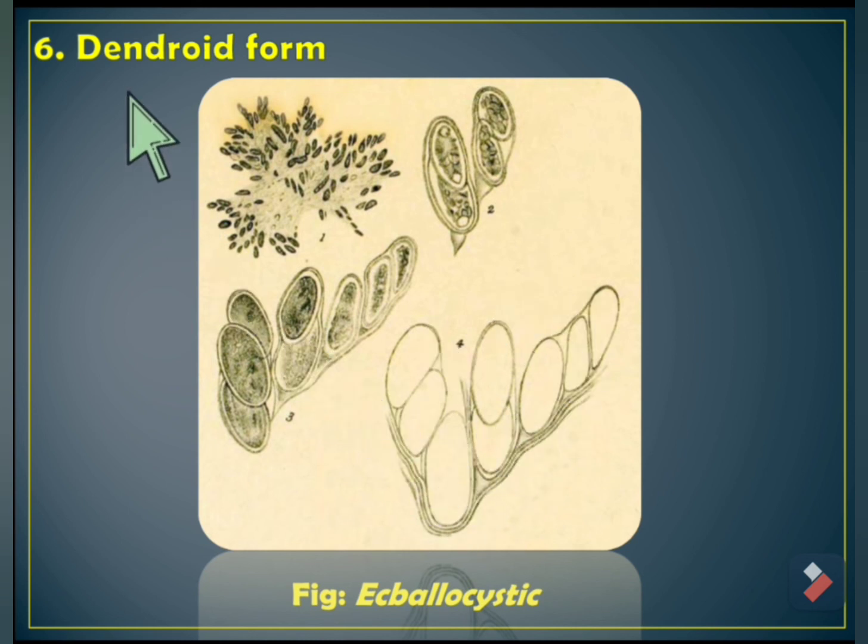So this type of thallus structure is known as the Dendroid form, as in the case of this species, Ecballocystis. So this is all about the range of vegetative structure in Chlorophyceae.